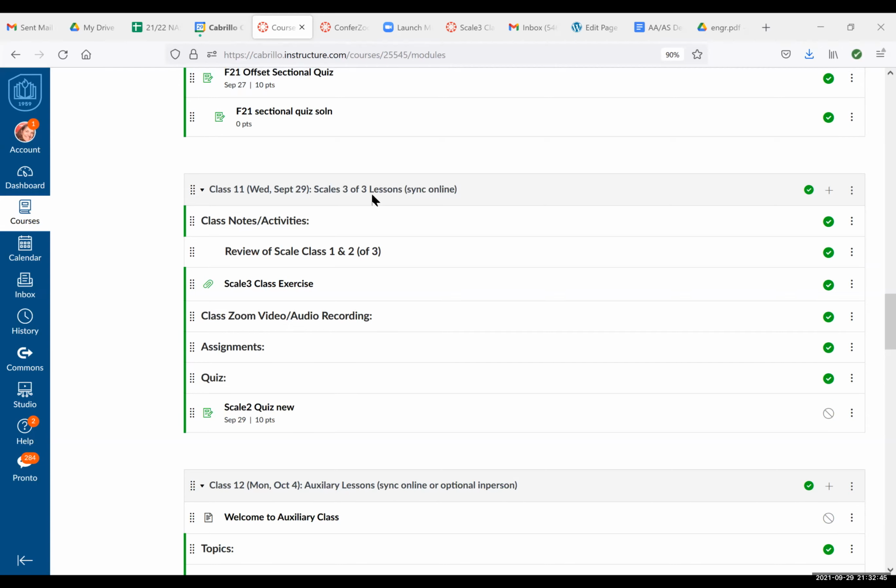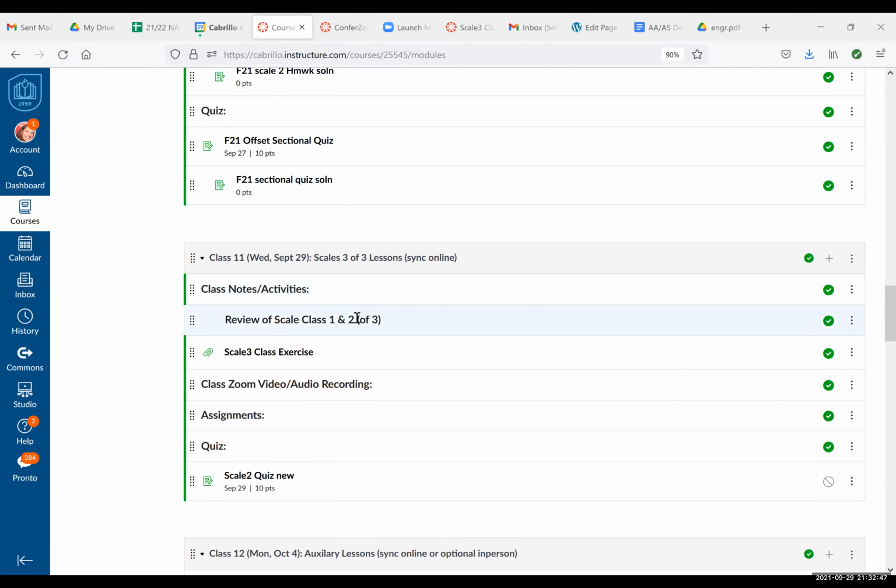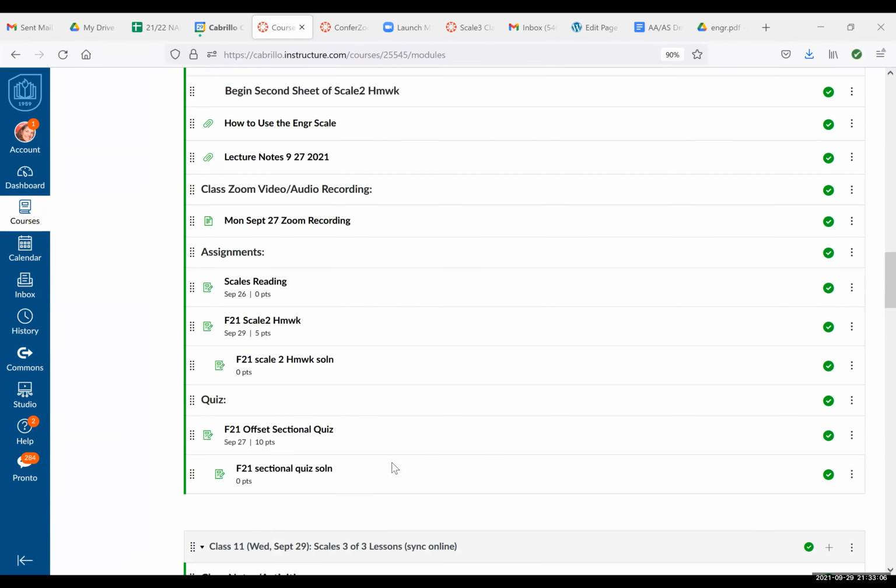So what I want to do is we're going to start with a review of scales, and we're going to talk about all the different things that we learned. And then we're going to work on another scale exercise in class. And then at that point, when everybody's ready and all questions have been answered, I'll give you a scale quiz. Okay, so that's what we're doing today.